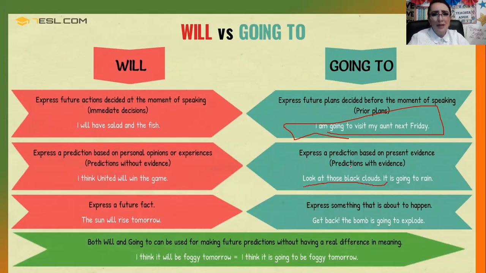Look at those black clouds. It is going to rain. You have that evidence. Maybe you are not touching that evidence, but you can see the clouds. It is evidence of what you are predicting.